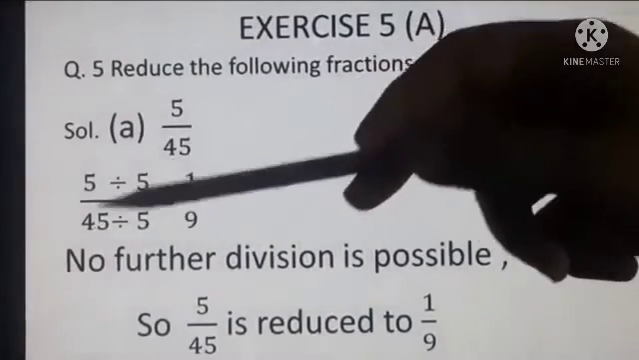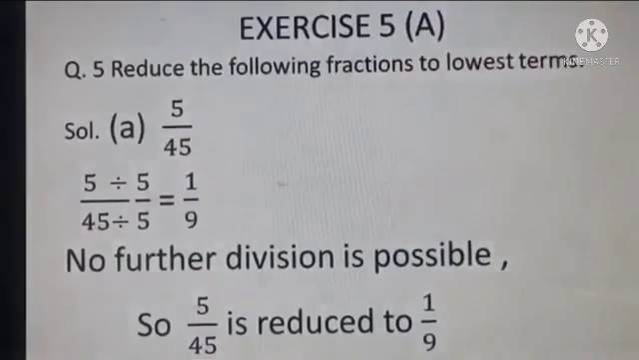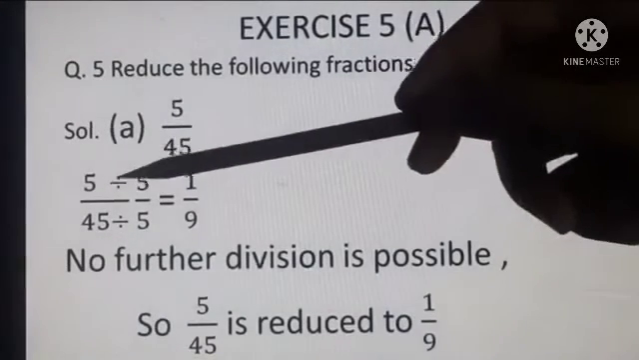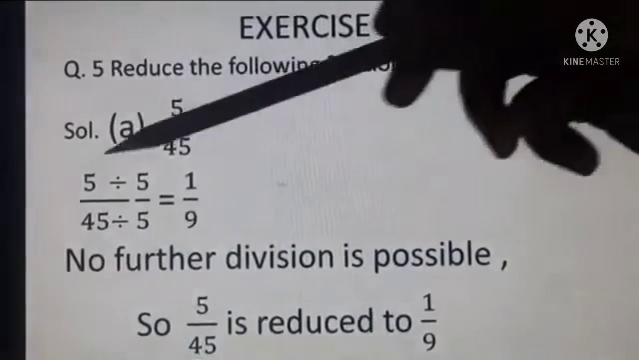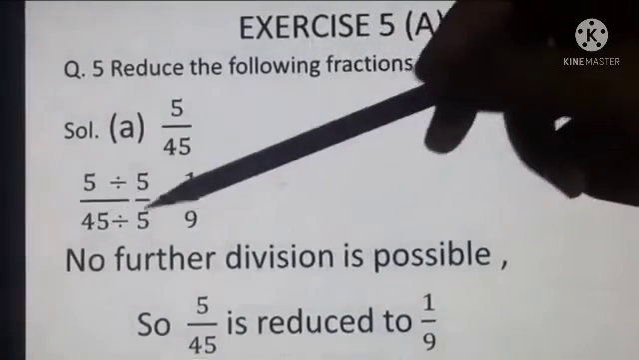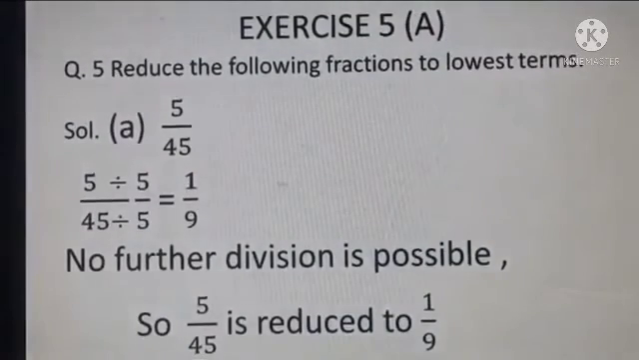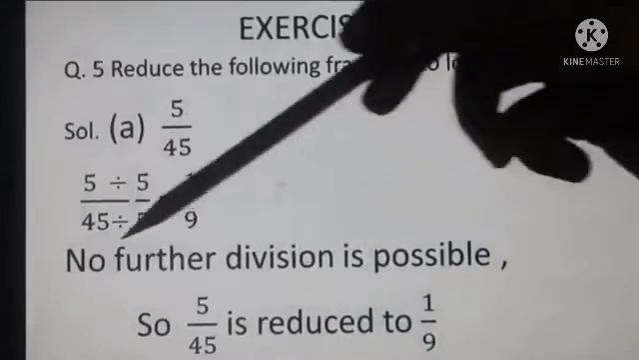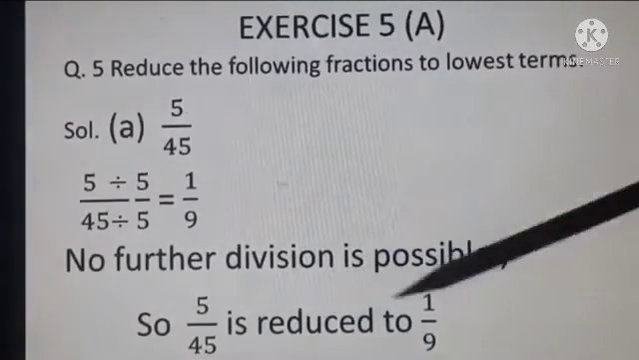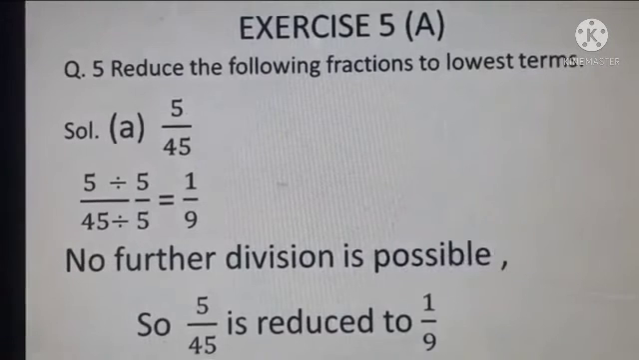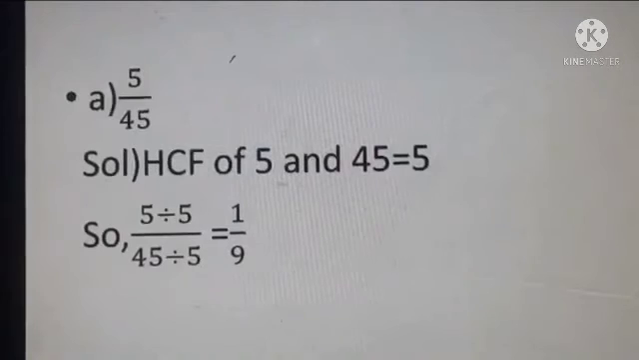So 5 and 45 both are divisible by 5. So we will divide this. Numerator divided by 5, denominator divided by 5. 5 divided by 5, our quotient is 1. 45 divided by 5, quotient will be 9. Now 1 upon 9. No further division is possible. So 5 upon 45 is reduced to 1 upon 9. Clear? We have to select that number which will divide numerator and denominator together.